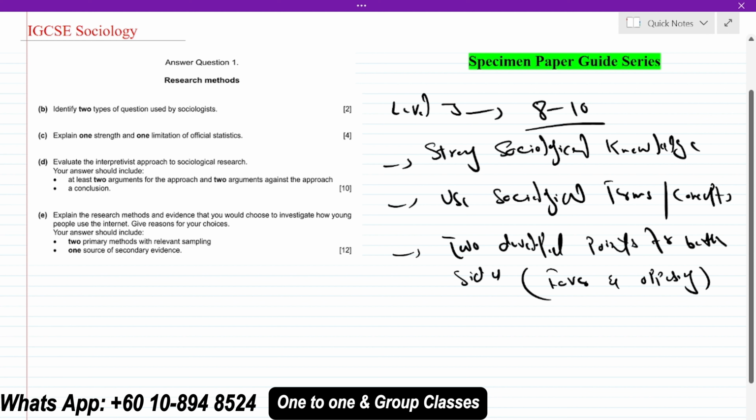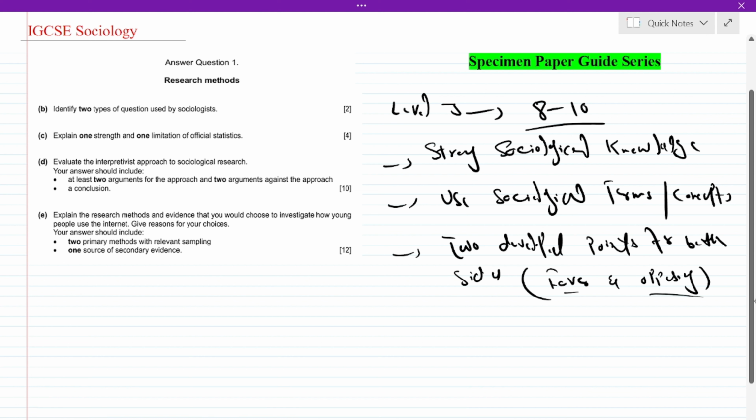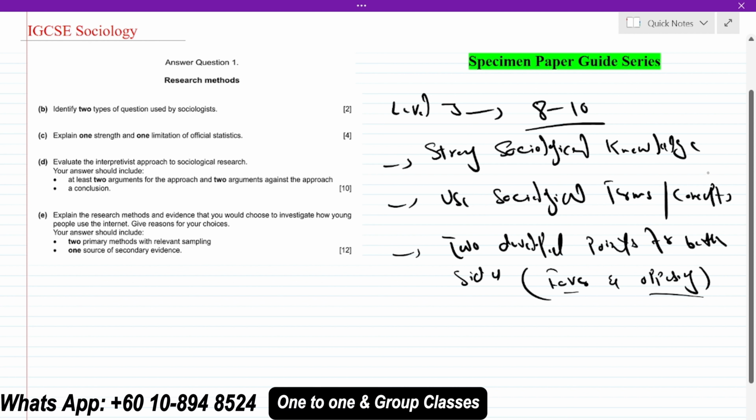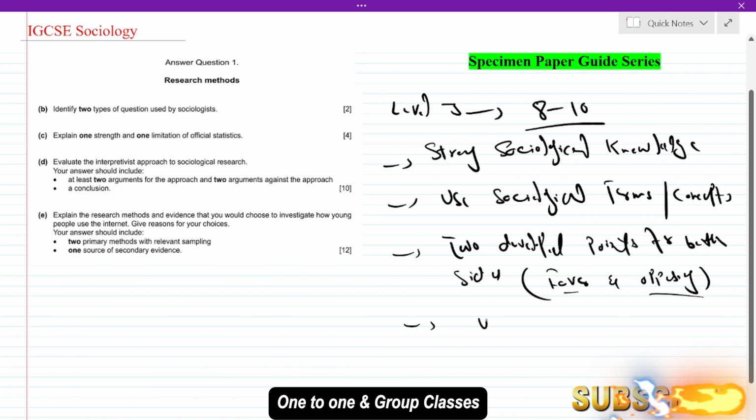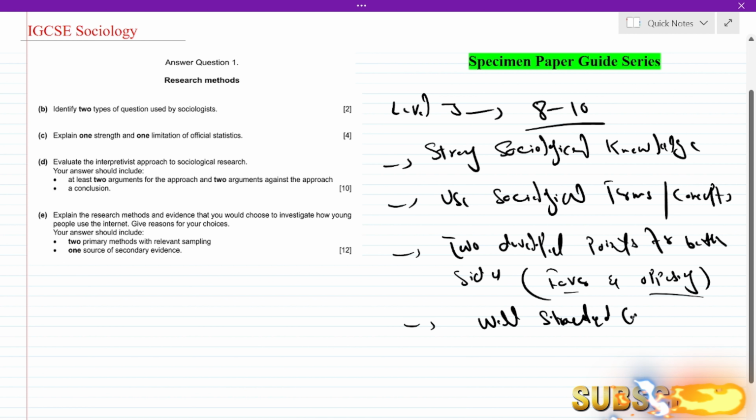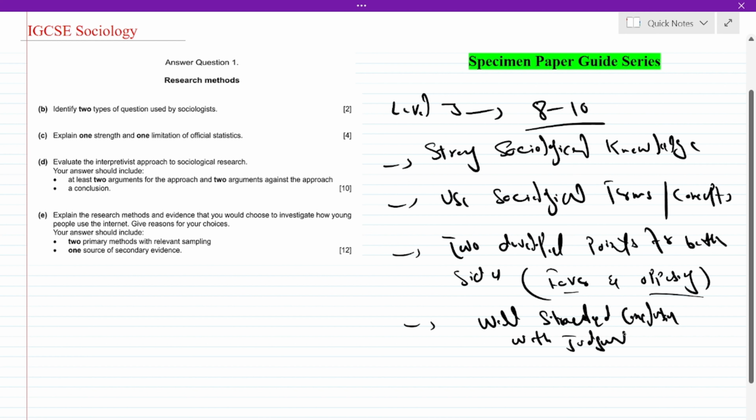Right. So for both of these things, favoring and opposing the argument, there must be at least two developed points. And one additional thing that you can write over here, there must be a well structured conclusion, or you can say with a proper judgment.